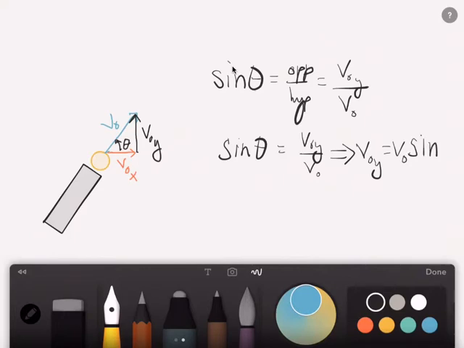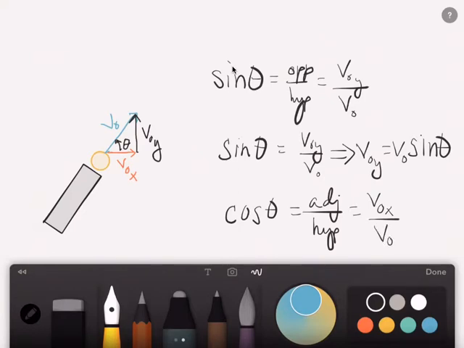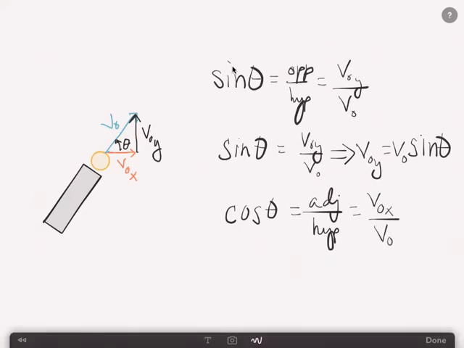And now let's do the same thing with cosine. Cosine of the angle is just equal to the adjacent side to the angle over the hypotenuse. And what we know is the adjacent side is our initial velocity in the x direction over the initial velocity. This equation implies that the initial velocity in the x direction is just equal to the initial velocity times, not sine, but cosine of theta.